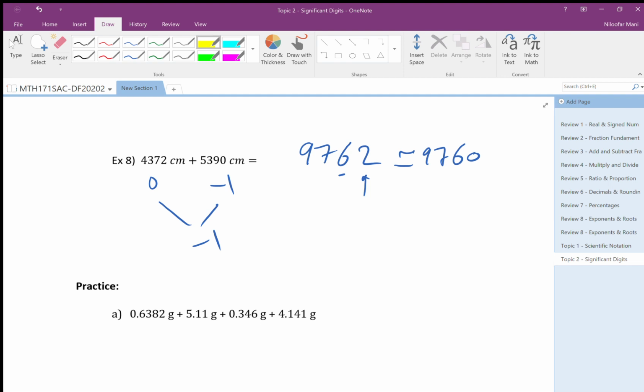I want to see this. Okay, and also I want to see the unit. What was the unit? Centimeter, because it's centimeter plus centimeter.